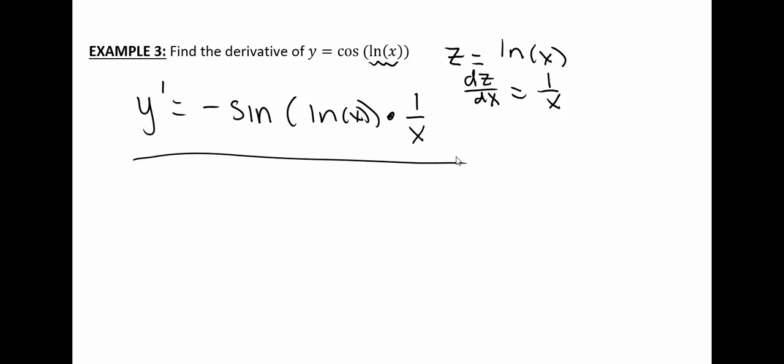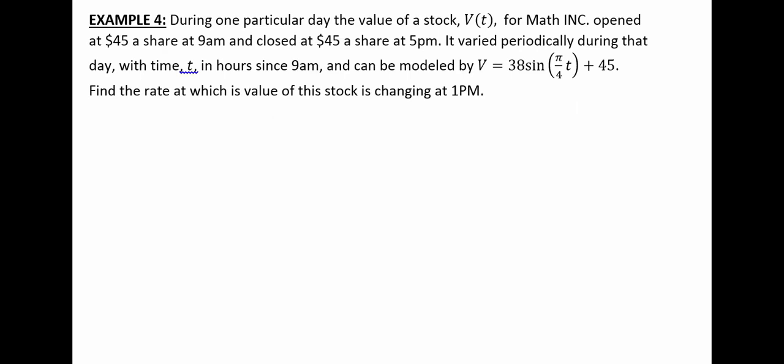Let's try one last problem. Example 4. We're going to revisit a problem we did earlier, but we're going to look for different information. During one particular day, the value of a stock, V of t, for Math Incorporated, opened at $45 a share at 9 a.m. and closed at $45 a share at 5 p.m. It varied periodically during the day, with time t in hours since 9 a.m., and can be modeled by V equals 38 sine of pi over 4t plus 45. We want to find the rate at which the value of the stock is changing at 1 p.m.